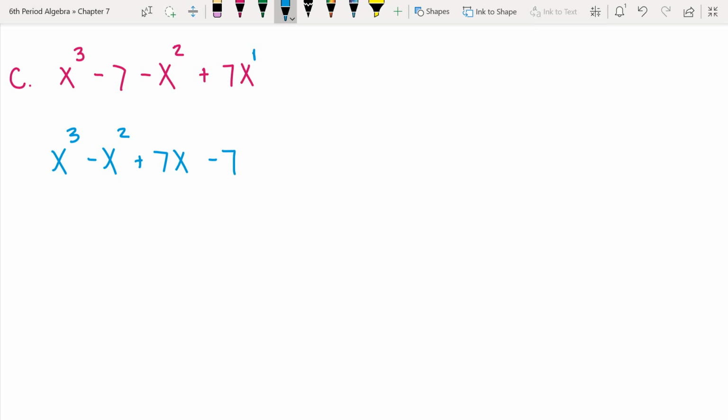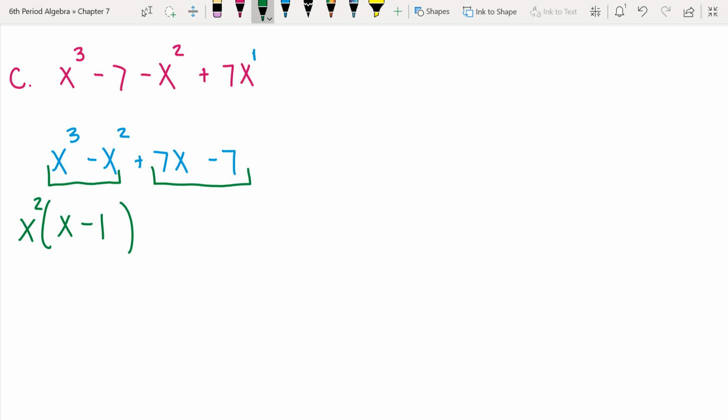Now I want you to try factoring by grouping and see how it works out for you. Please pause now and unpause when you're ready to check your work. All right, let's see how you did. So we should have grouped the first two and the last two terms. Within the first two terms, the GCF is x squared. When you factor that out, you would be left with x minus 1.